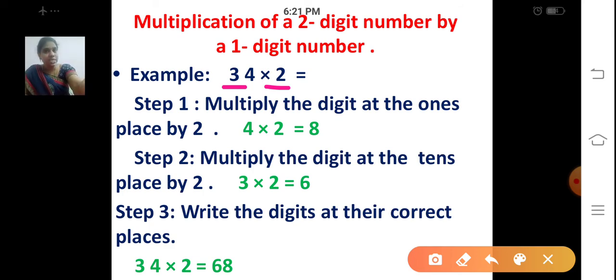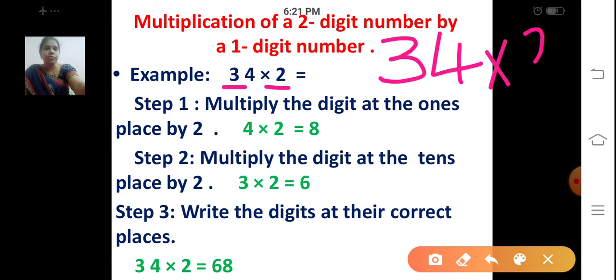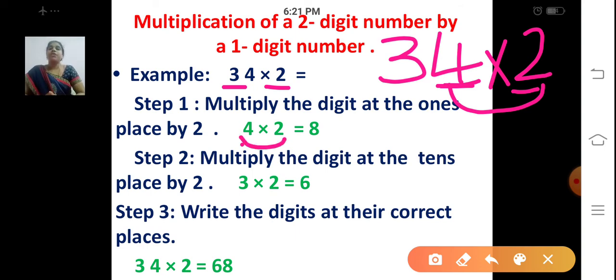Now what is the step 1? First we are going to multiply the digit at the ones place. Take this number 34 into 2. This is at the ones place, right? So now multiply the digit at the ones place by 2. First you multiply these two. So now 4 into 2. 4 2s are 8. So write down the answer 8.